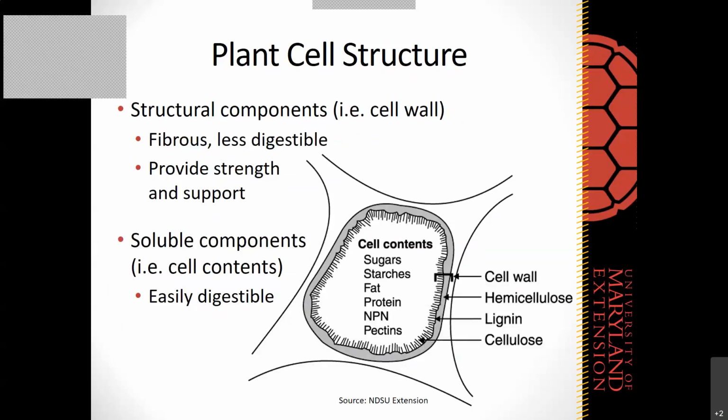So getting into the actual nutrients, I've divided this into two different components. The first is the structural components, which is what you'll find in the plant cell wall. And we'll talk about what those different components are. But the thing to remember is those structural components are more fibrous and less digestible, and they provide the strength and support that the plant needs to grow and stay upright. And then on the flip side, we have more soluble components, which are the things that we find inside those plant cells. And we'll go through what some of these are, but these are going to be a little bit more easily digestible, more available nutrients to the animal.